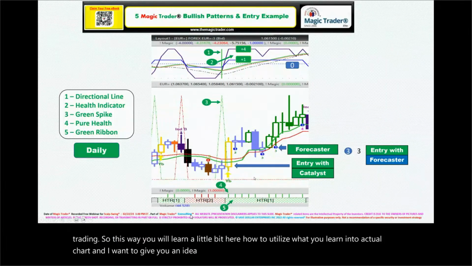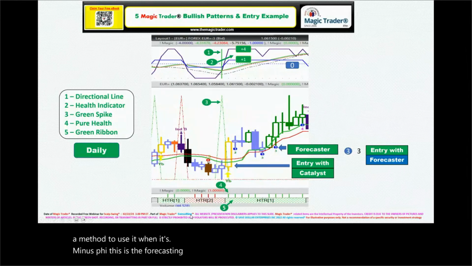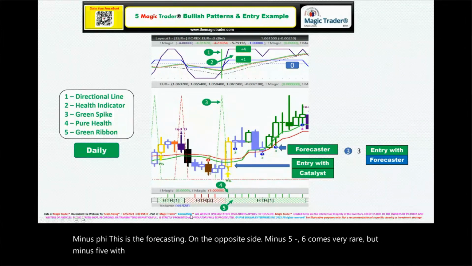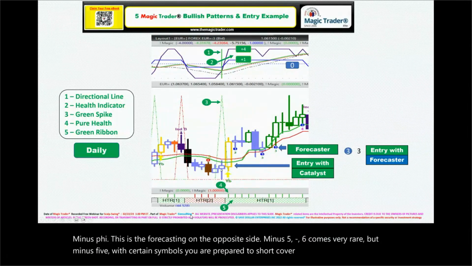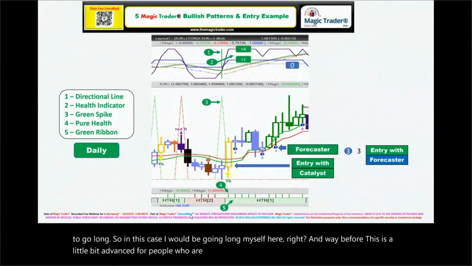And it has been proven over and over again. And there is a method to use it. When it's a -5, this is the forecasting on the opposite side. -5, -6 comes very rare, but -5 with certain symbols, you are prepared to short cover as well as you are prepared earlier to go long. So in this case, I would be going long myself here, right? And way before, this is a little bit advanced for people who are advanced. You could get in there.